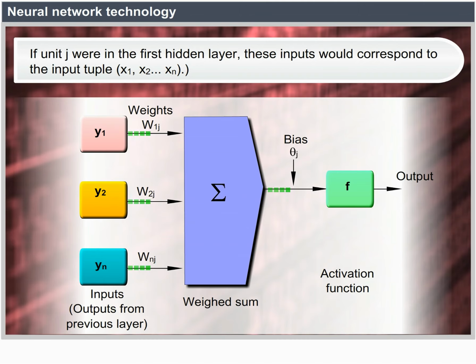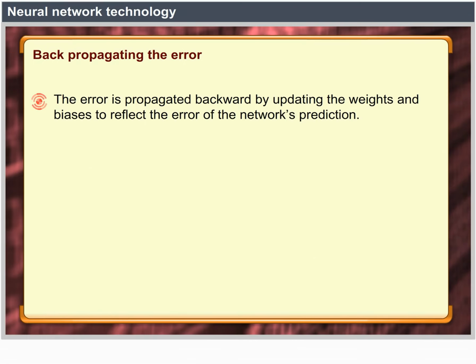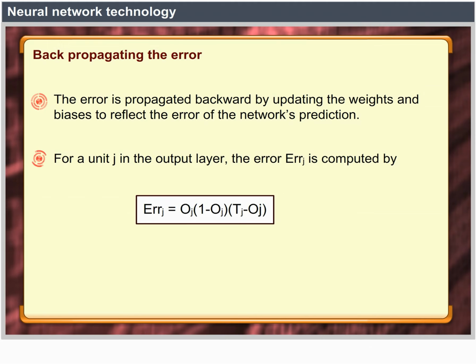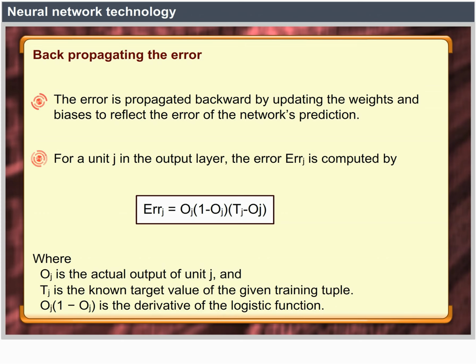Backpropagate the error. The error is propagated backward by updating the weights and biases to reflect the error of the network's prediction. For a unit j in the output layer, the error Errj is computed by Errj equals Oj into 1 minus Oj into Tj minus Oj, where Oj is the actual output of unit j and Tj is the known target value of the given training tuple, and Oj times 1 minus Oj is the derivative of the logistic function.